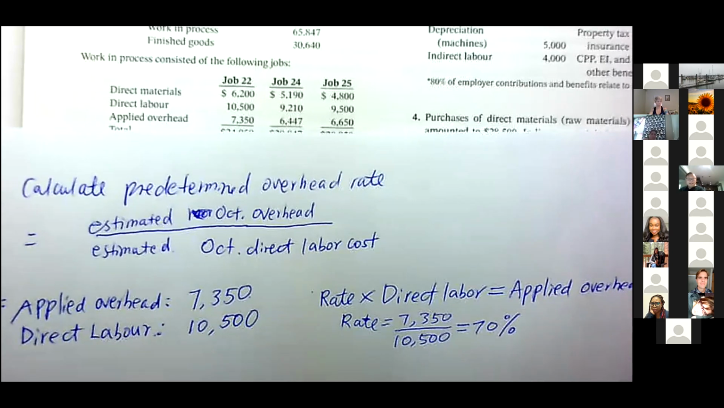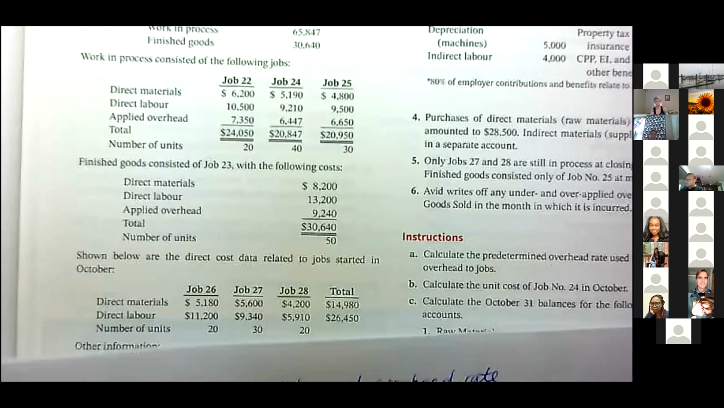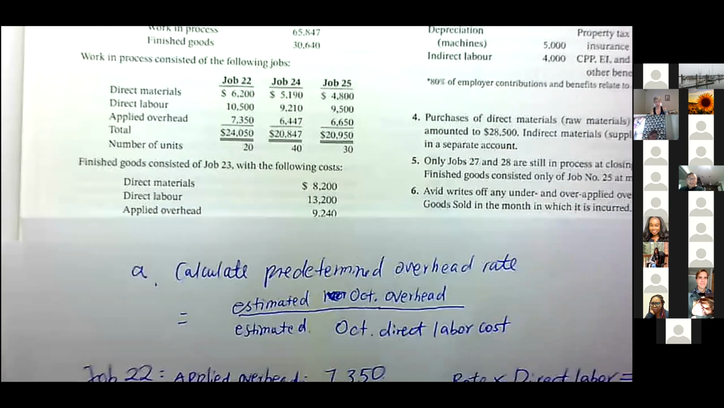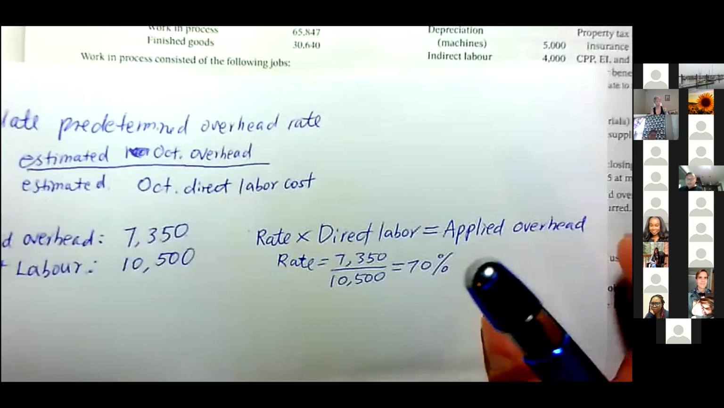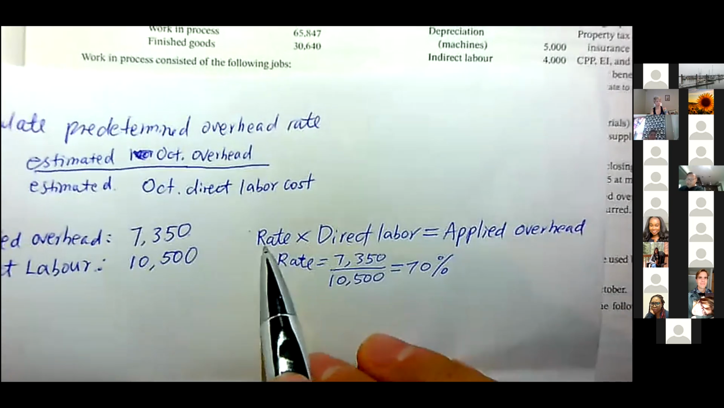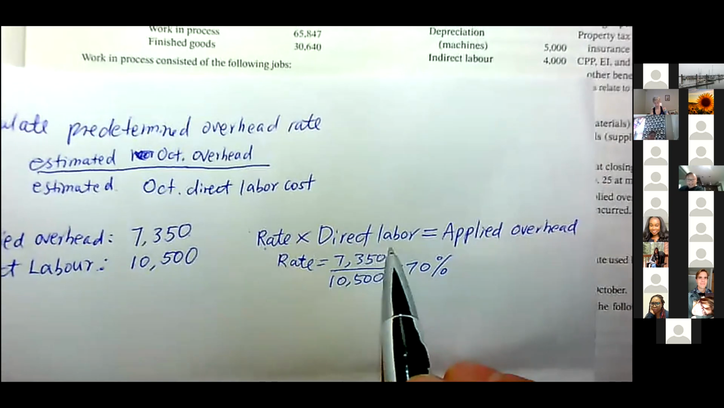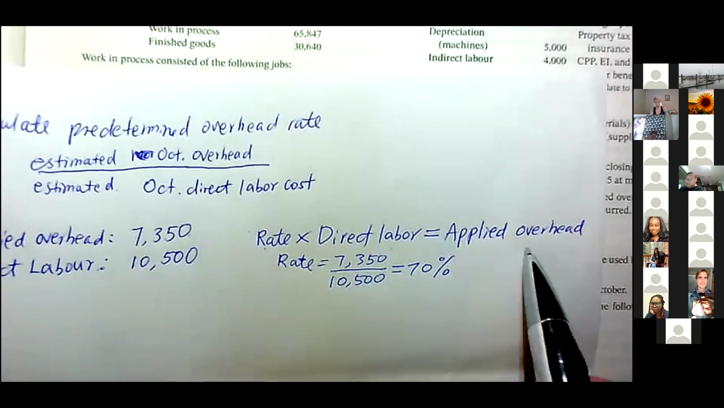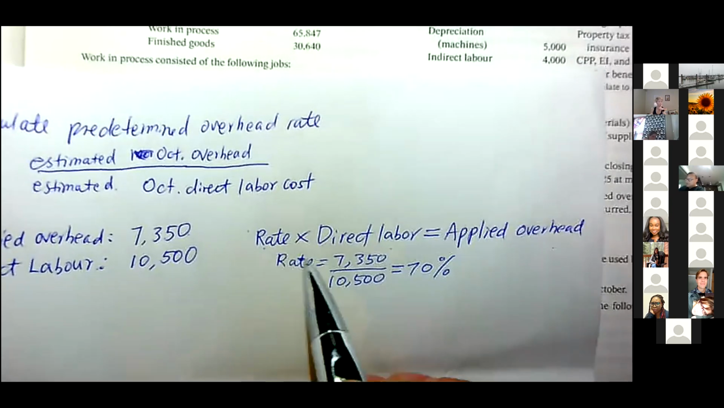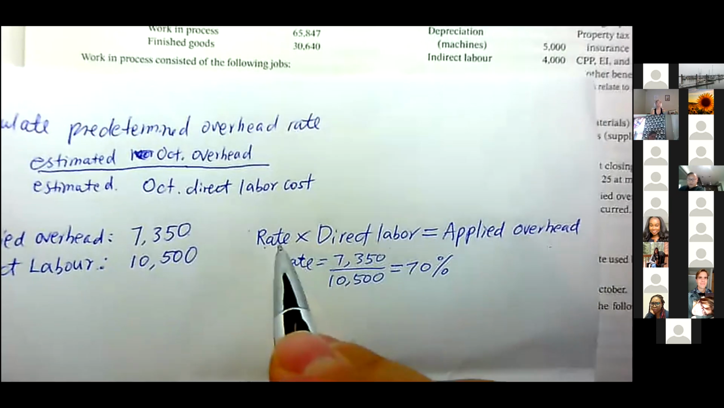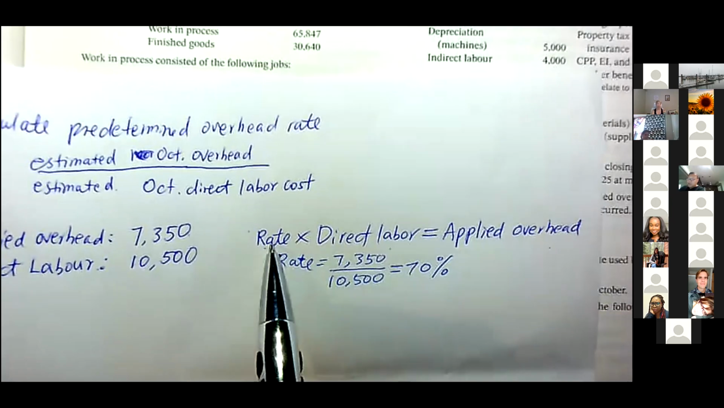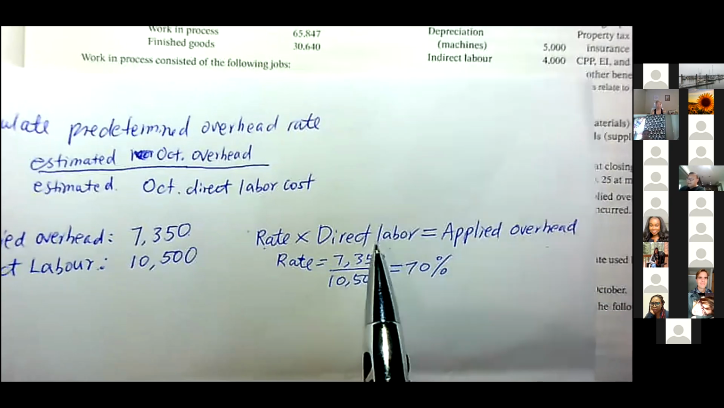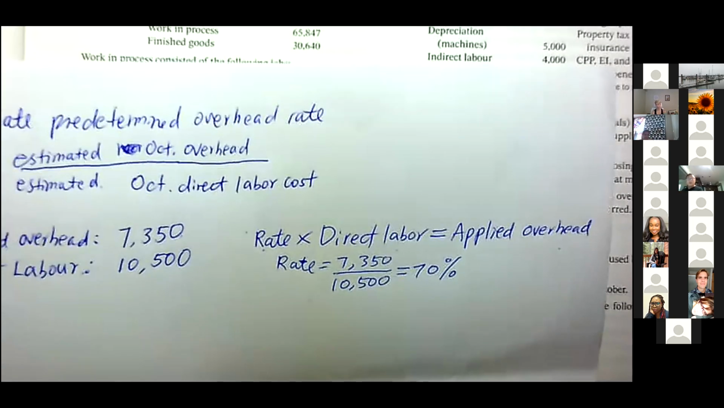Does this make sense? Did anyone try? How did you get the rate? So here, the rate times the direct labor, that's the base, should be your applied overhead. So if you want to calculate the rate, you're going to use a division, right? If you want to figure out the rate, you're going to use applied overhead divided by direct labor. Okay, beautiful. Thank you. No problem.